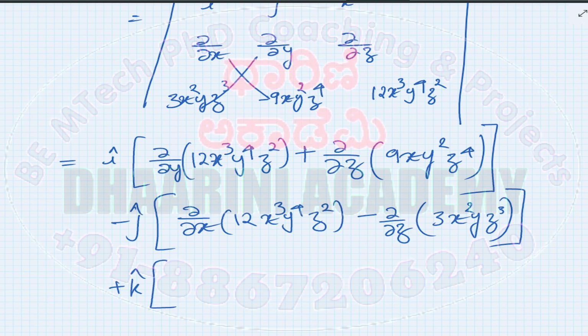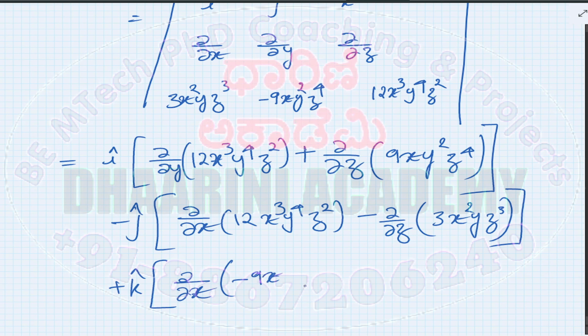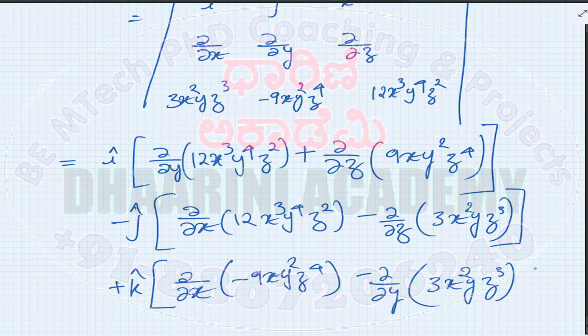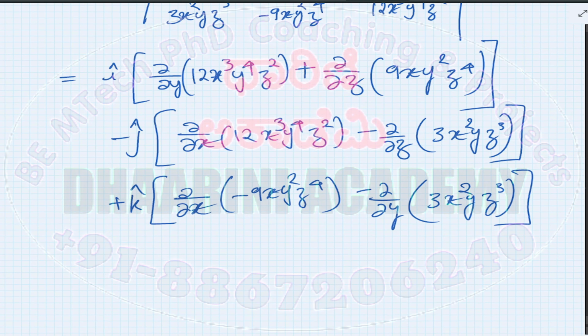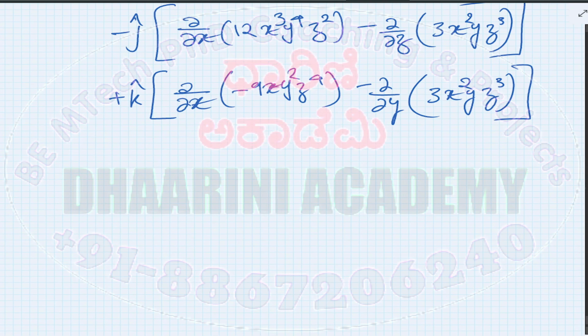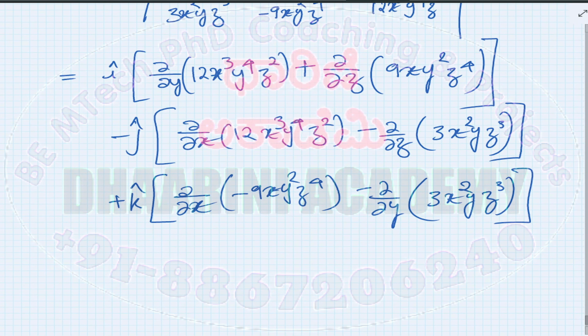Okay, that's this, plus k cap into, when you multiply this into this and this into this. So now we are writing dou by dou x into minus 9x y square z to the 4 minus dou by dou y into 3x square y z cube. Right, this is the simplification of the above said determinant. Now when we simplify this, we are going to get the following answer.